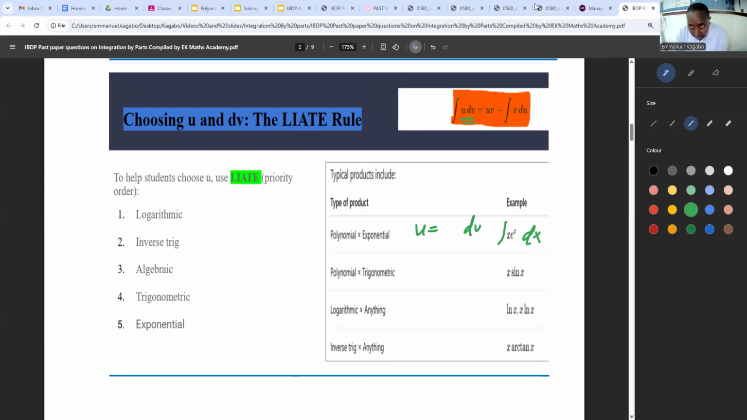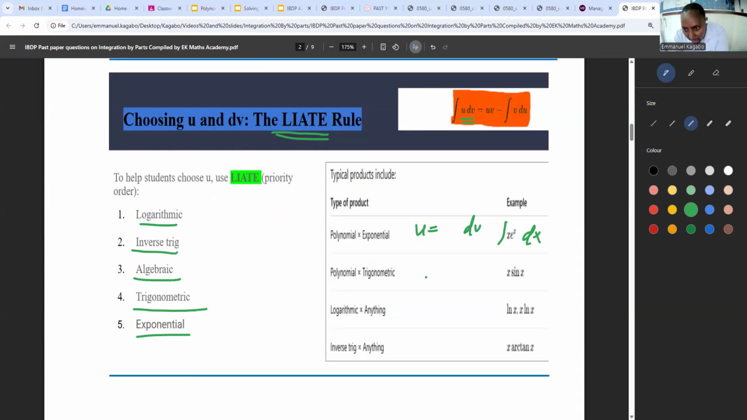Now, if that's the case, which is going to be u? Listen carefully. There is what we use here: LIATE. Logarithmic function, inverse trigonometry, algebraic expression, trigonometric function, exponential function. The order matters. Whatever you meet first, that's what's going to be u. So logarithmic function is first. If you meet a logarithmic function, that's going to be u. If you meet an inverse trigonometry, that's going to be u. So what you meet first is u.